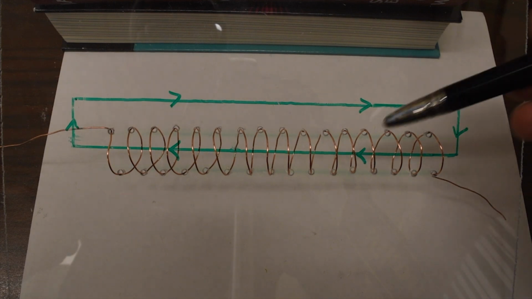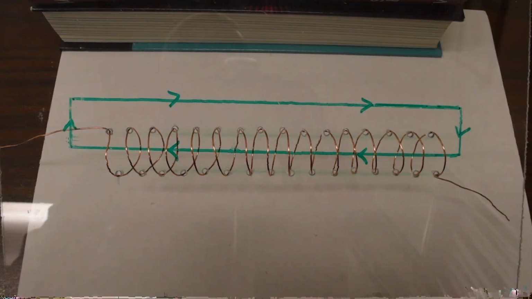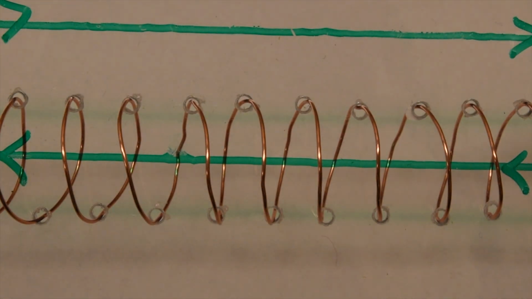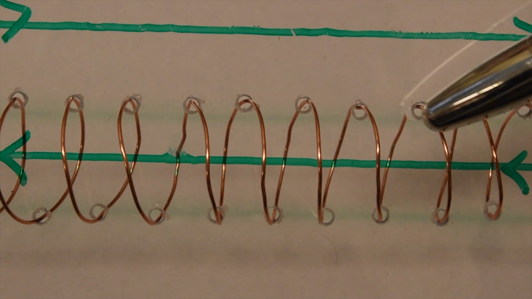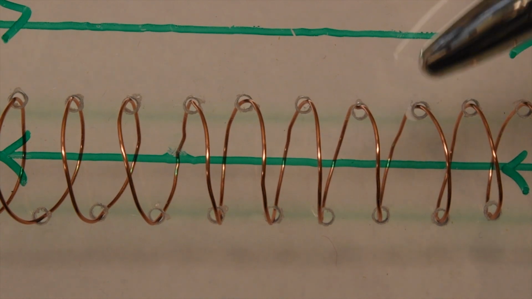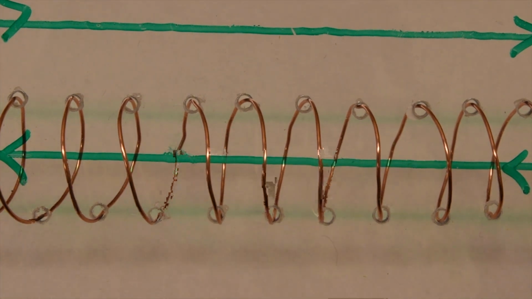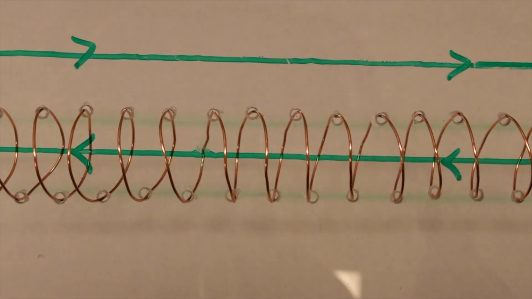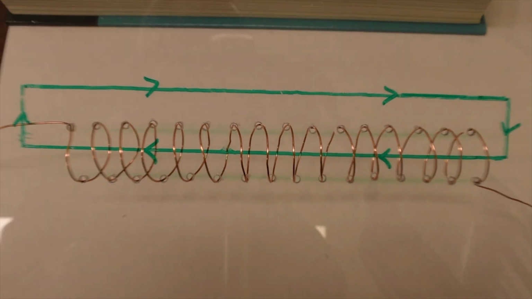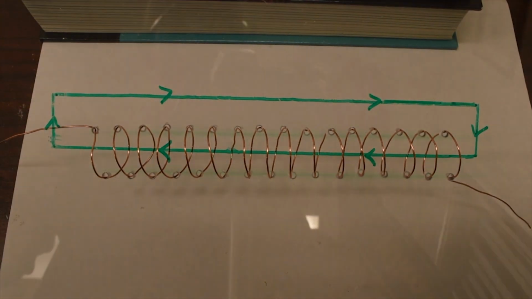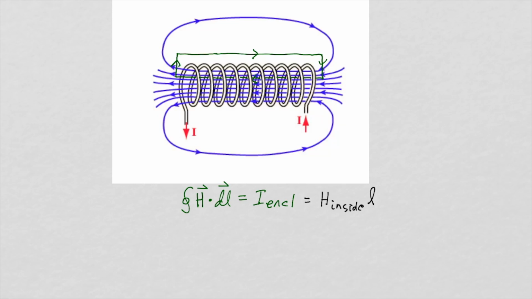So if the coil has n turns, it's going to pierce that surface n times. And each time, if there's a current I flowing through the coil, each time it pierces the surface, there's a current I going into the plastic. So if there's a total of n turns, there's a total current going through the surface defined by the path of integration of n times I. Our coil is of length L and it has n turns.